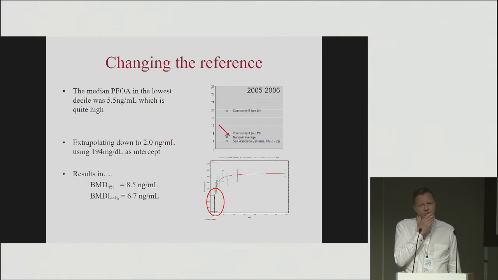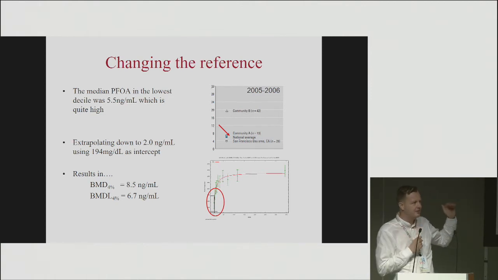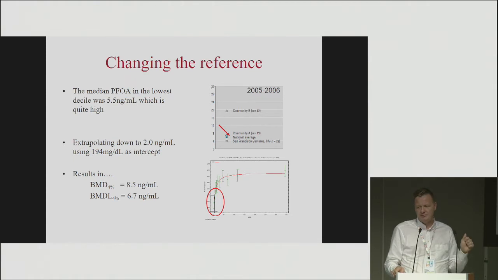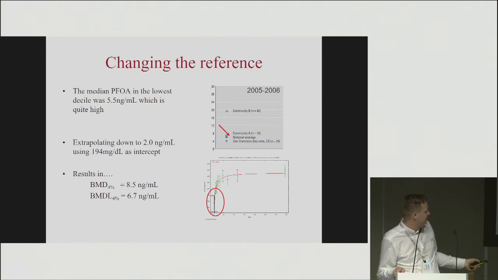Now, the mean concentrations in the lowest deciles were 5 nanograms, which was the US average in 2000, and that's relatively high today. And there was another study, because I don't like these single critical studies. So I had another Danish study that I could model. The concentrations there were about 2-3, so I extrapolated down to 2 nanograms by calculating what would be the mean cholesterol level there, and then changing the intercept, and that gives me a benchmark dose of 8.5 and 6.7. Here, the BMDL is fine because the precision is so high.